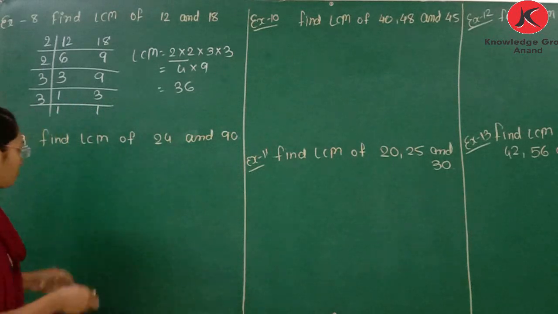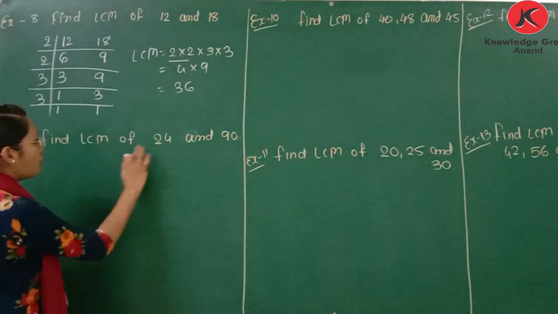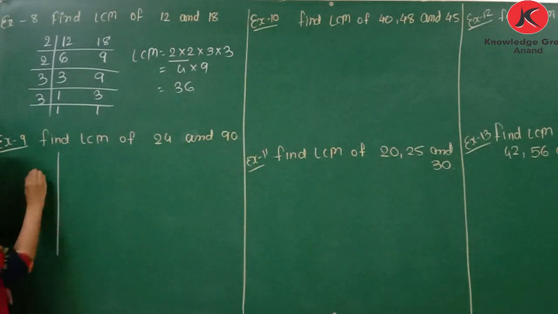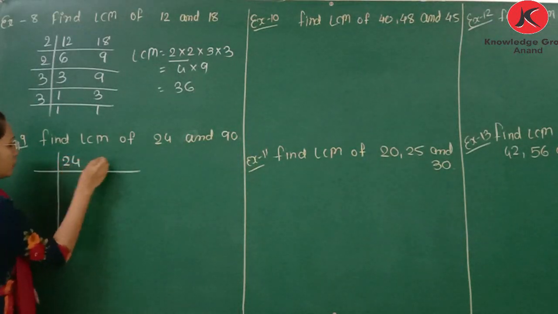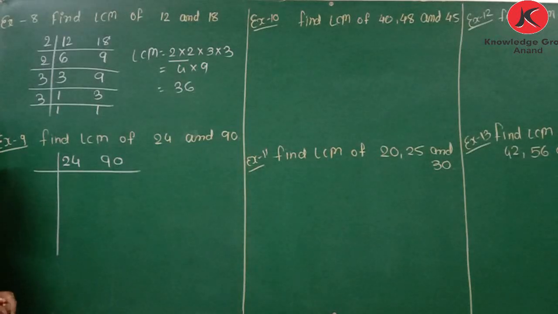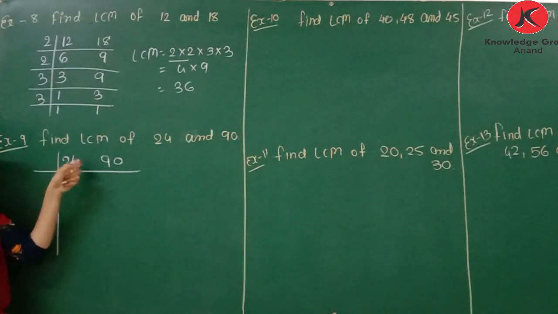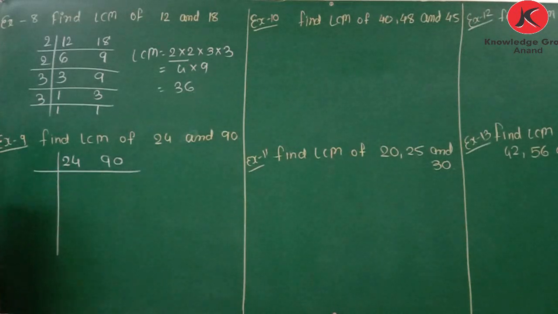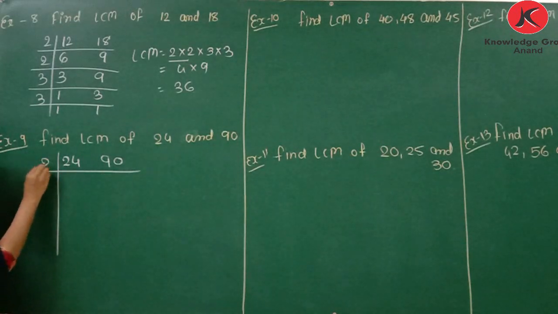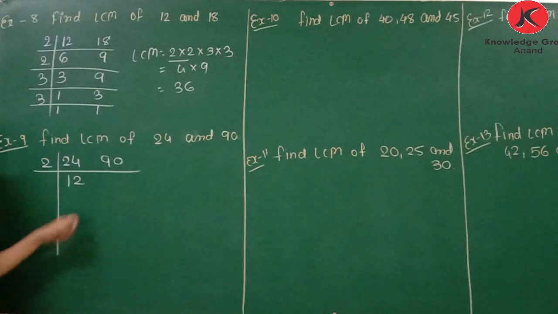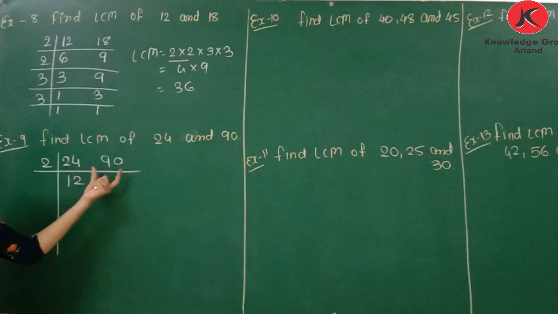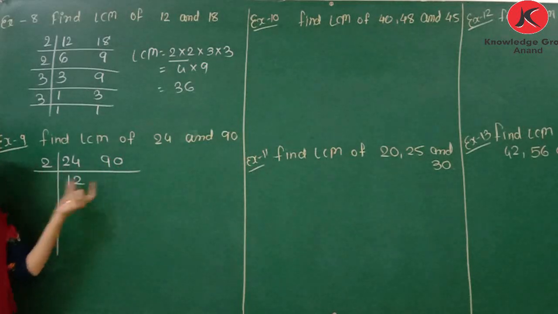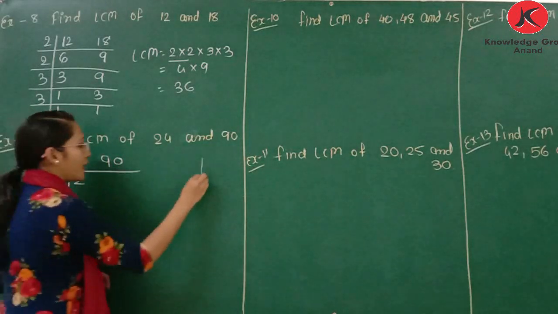Okay, find the LCM of 24 and 90. So again we can write 24 and 90. Now you can see here the last digit is 4 and here the last digit is 0. So both numbers will be divisible by 2. So 2 12s are 24. Now if you don't know the answer here for 90, divide 90 by 2. You can write it down.